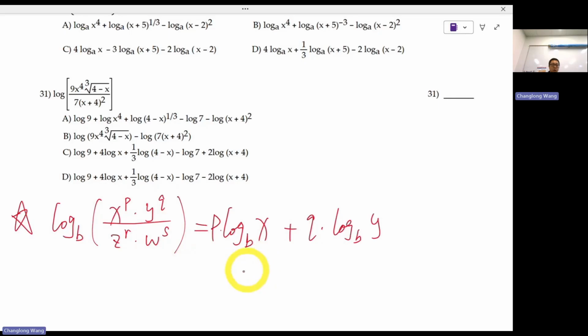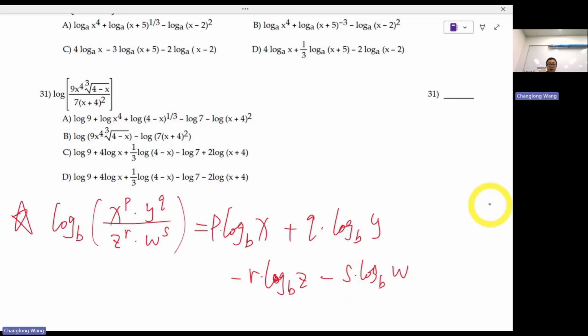For those 2 terms on the denominator, you have a negative since it's on the denominator. So you're going to subtract from the first 2 terms: the power r brought down as the prefactor times log b of z. Okay, and you put the z inside the log, and again, subtract the power s, again becoming a factor in front of the log, times log b w.